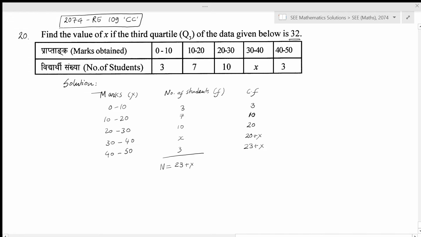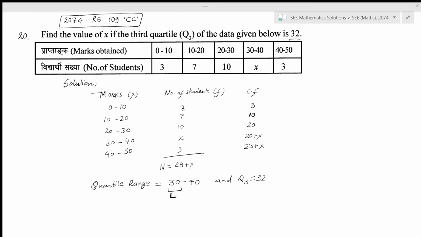So we know that the third quartile is 32, so 32 lies between 30 to 40, right? So the quartile class is 30 to 40, and Q3 is 32. From 30 to 40, this is the lowest value of the class interval. So in this range, the lowest possible value is 30, because if anything is below 30, it will be within the 20 to 30 range, not 30 to 40, right?